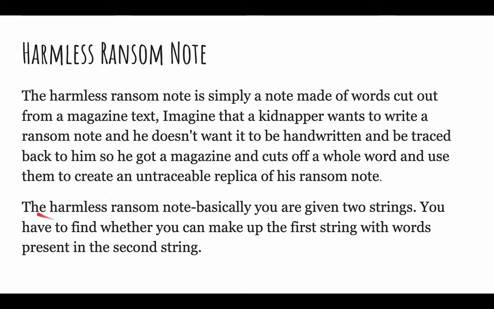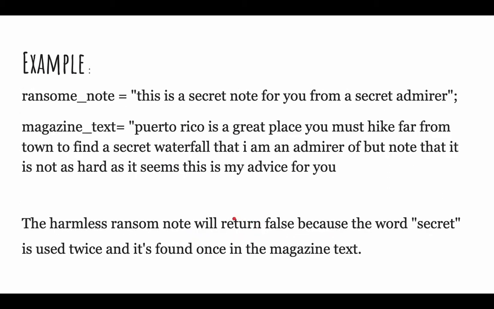Here the harmless ransom note is basically a series of texts, actually two texts, and you have to find whether you can make up the first string with words present in the second string. For example, we have two variables here: ransom note and magazine text.